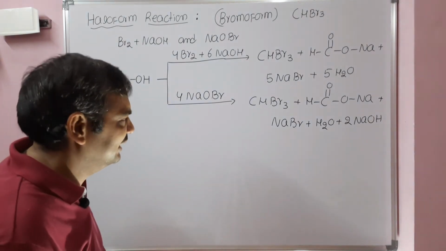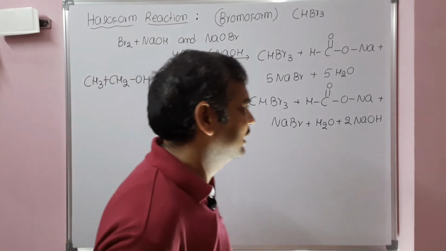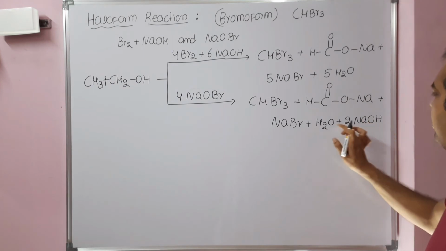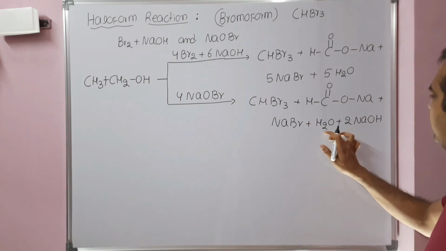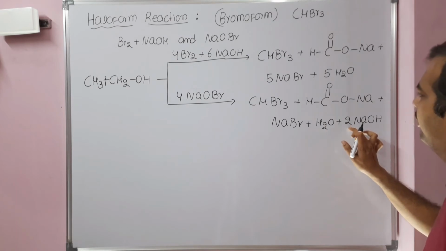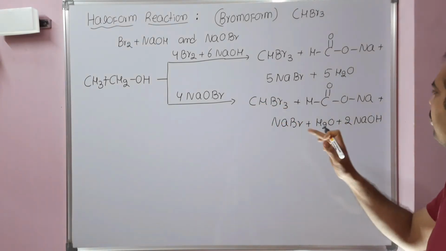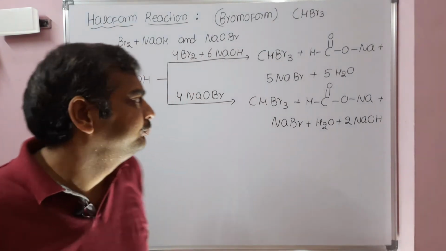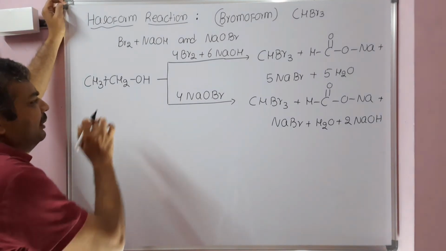Let's see the balancing of the reaction. So how many moles of oxygens? 5 moles of oxygens. So 2 plus 2, 4 plus 1, 5. How many hydrogens? 6. 1, 3. 3 plus 2, 5. 5 plus 1, 6. 4 bromines. 3 plus 1, 4. 4 sodium. 2 plus 2, 4. It's balanced. Now see. So this is the way of preparation of bromoform from ethyl alcohol.